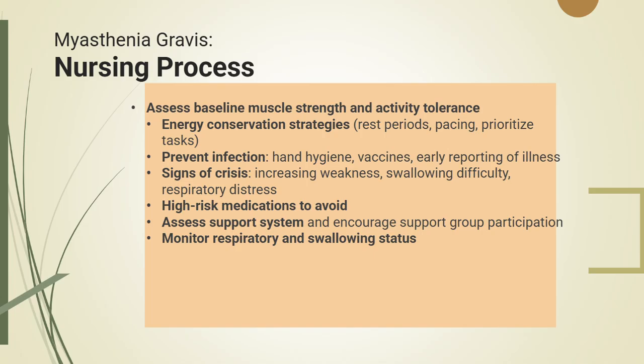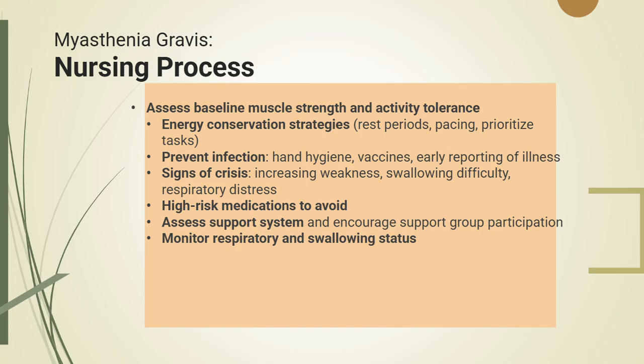Finally, support systems matter. Myasthenia gravis affects all aspects of daily life, so connecting the patient to a support group, either in person or online, can help with coping, education, and emotional wellness. During the nursing process, it is important to assess the patient's support system, determine whether their needs are being met, and check their understanding of the disease and treatments.